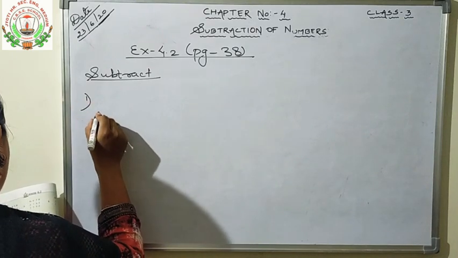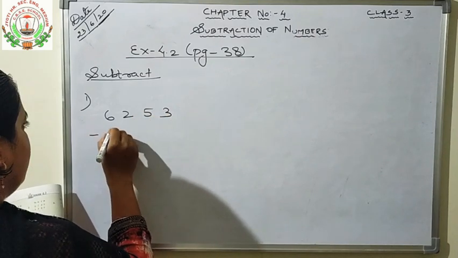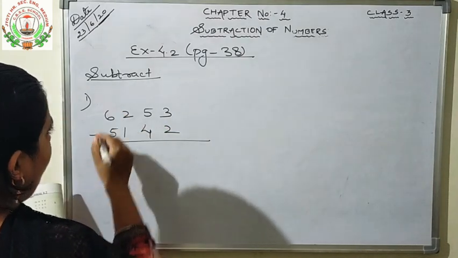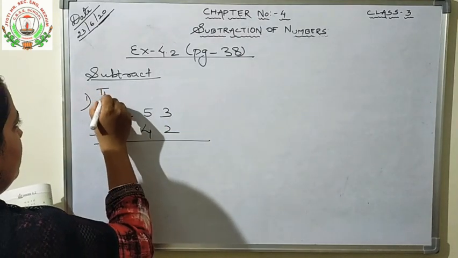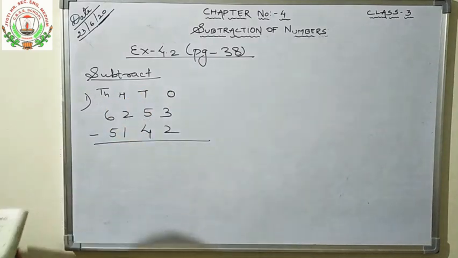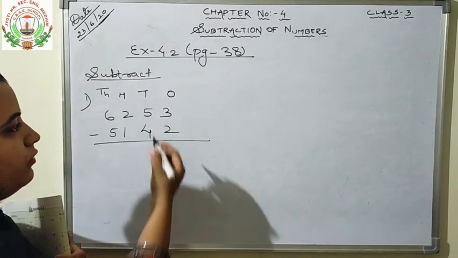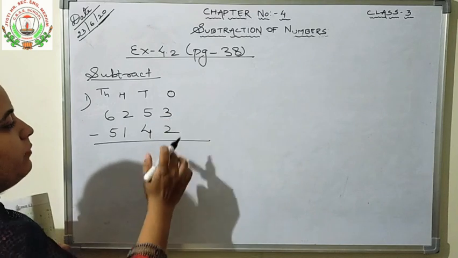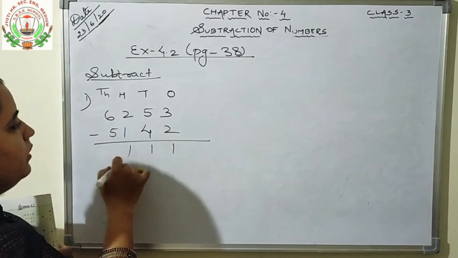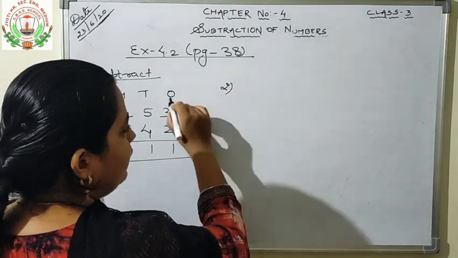Question number 1 is 6253 minus 5142. First we will write the place values: thousands, hundreds, tens and ones. Now we will subtract. Okay, these questions are without borrowing, so we will subtract directly. 3 minus 2 is 1, 5 minus 4 is 1, 2 minus 1 is 1, 6 minus 5 is 1. Question number 2, like this you have to solve.